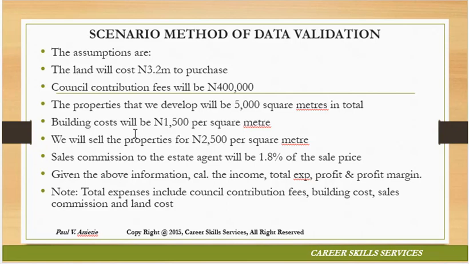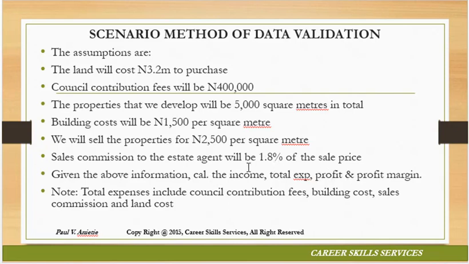Then the building cost will be 1,500 naira per square meter. We will sell the properties for 2,500 per square meter. Then the sales commission to the estate agent will be 1.8% of the sales price.